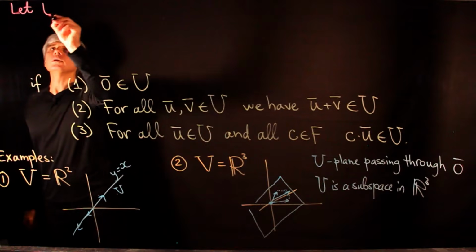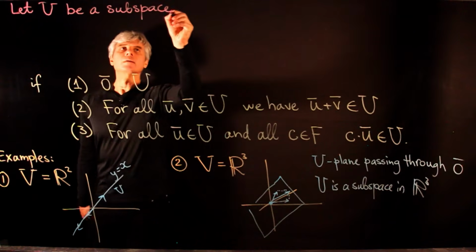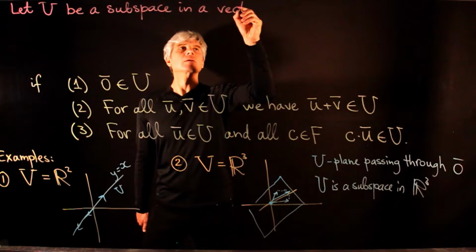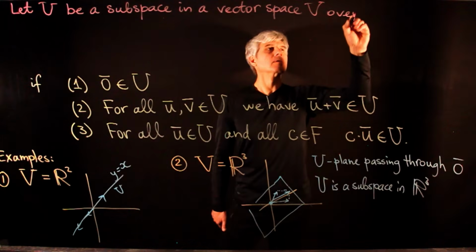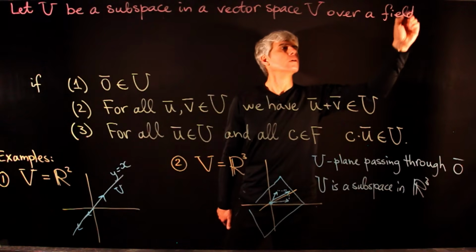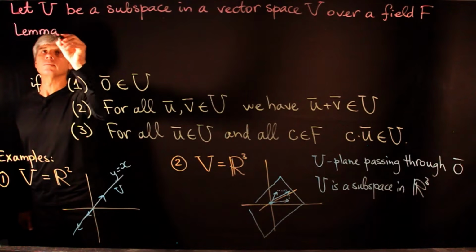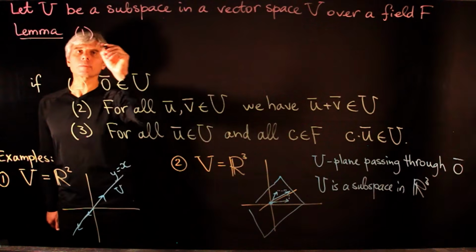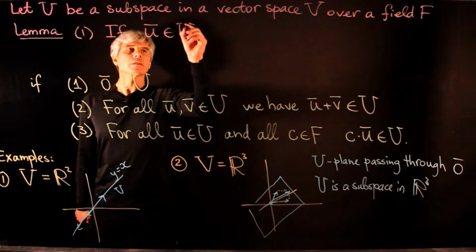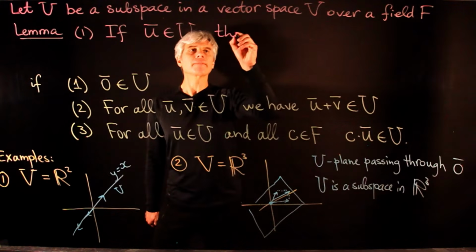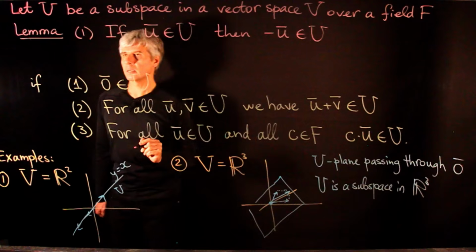Let U be a subspace in a vector space V over a field F. Lemma. One: if a vector u is in the subspace, then the opposite vector minus u is also in the subspace. 2.